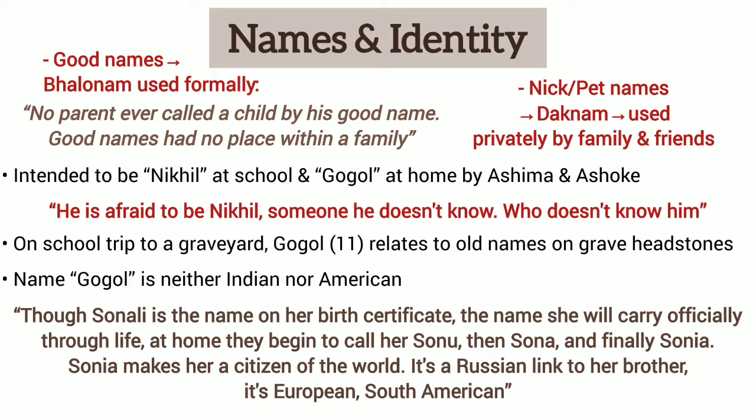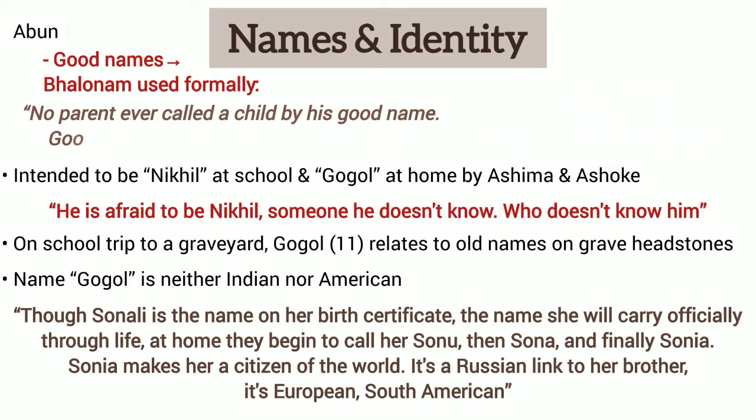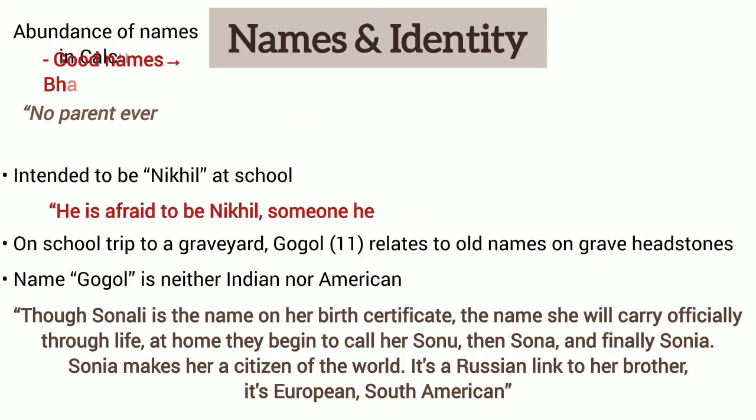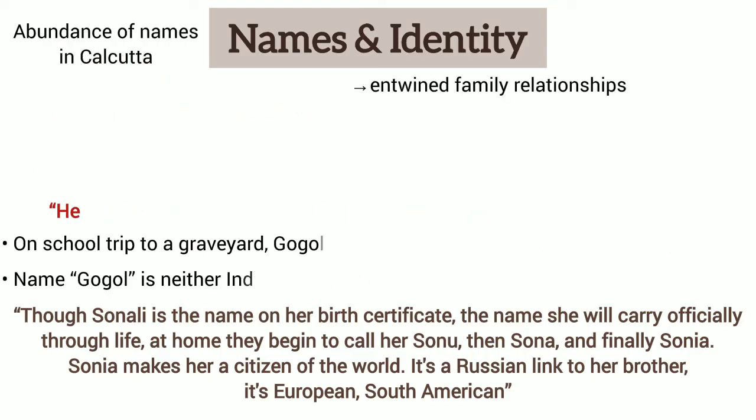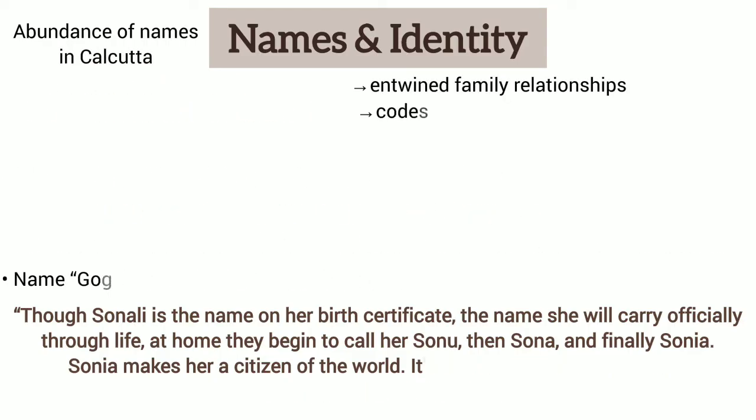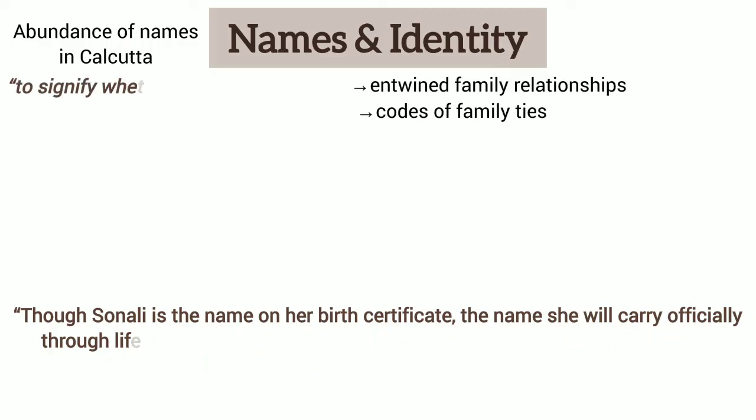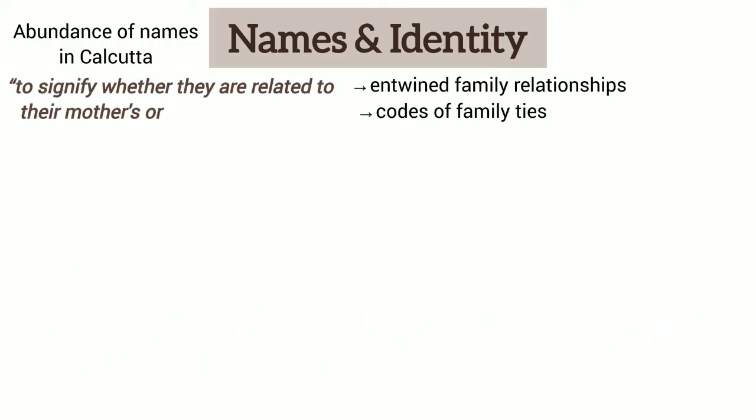It's a Russian link to her brother, it's European, South American. The abundance of names for Gogol and Sonia in Calcutta reflects the entwined family relationships. Names become codes of family ties to signify whether they are related to their mother's or their father's side, by marriage or by blood, as during family vacations in Calcutta.